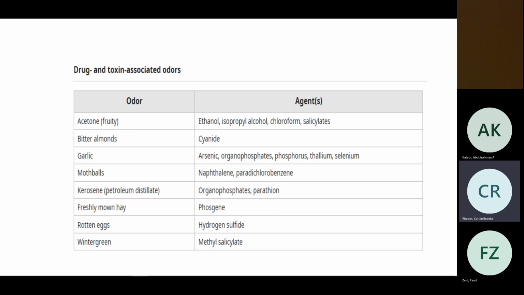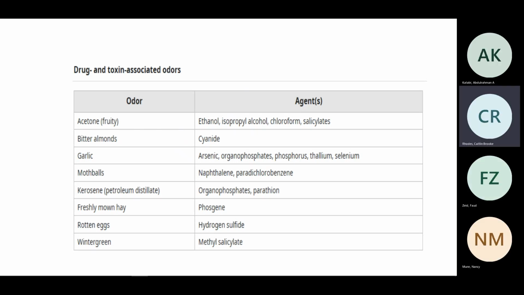This just shows some overdose toxicology causing specific odors: garlic, arsenic; acetone; an odor like ethanol, isopropyl alcohol, salicylate; rodenticides; and hydrogen sulfide.